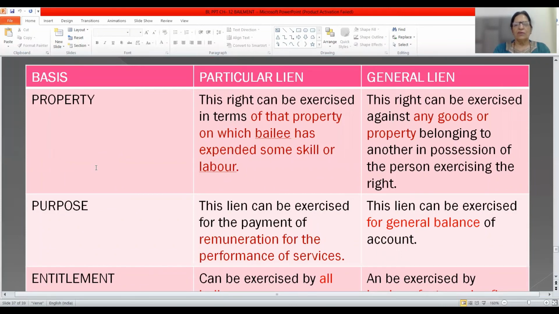Here we are talking about general lien, which is always exercised for the general balance of account. Particular lien can be exercised for the payment of remuneration for the performance of services. In the context of the stitching example, stitching charges. So far as the stitching charges are unpaid, the tailor can exercise this right of particular lien. Once they have been paid, then the tailor has no right to exercise particular lien. And entitlement is different. Particular lien can be exercised by all bailees, but general lien, as I've just told you, can be exercised by wharfingers, policy brokers, etc.